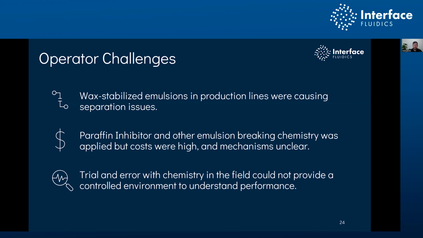They were using paraffin inhibitors and other emulsion breaking chemistry that was supplied by one of their chemistry suppliers, but the costs were high and the mechanisms and performance were unclear of those chemistries. In the field, they were taking a trial and error approach with different chemistries and could not find something that worked universally and couldn't understand why changes in chemistry actually resulted in the result that they saw in the field. So providing a controlled environment to understand how these chemistries work and why they work was the desired goal, as well as to find the right chemistry for the problem.